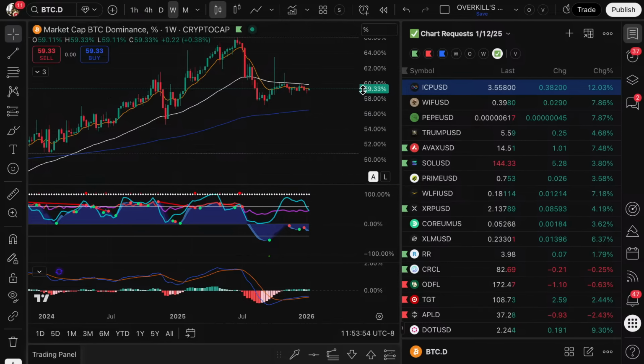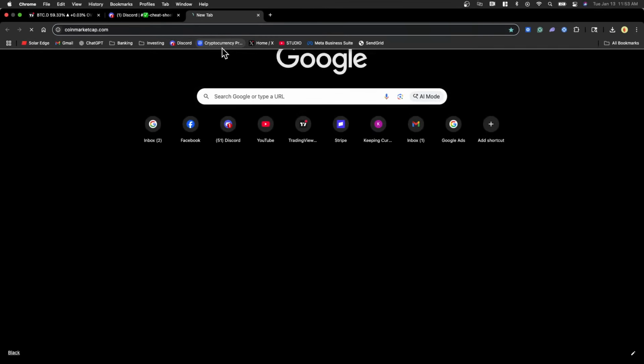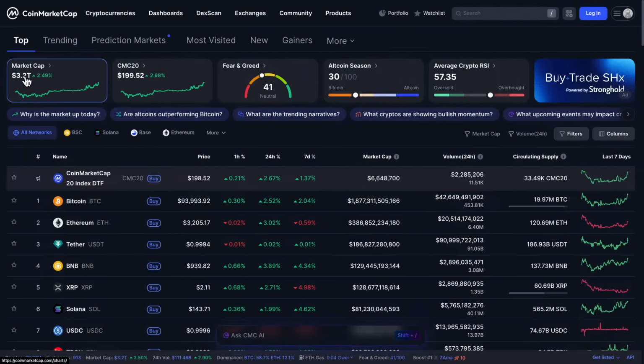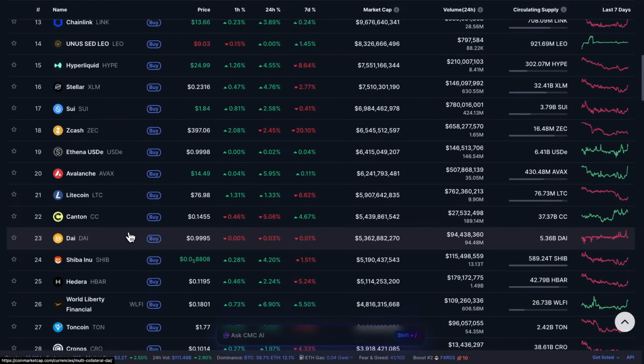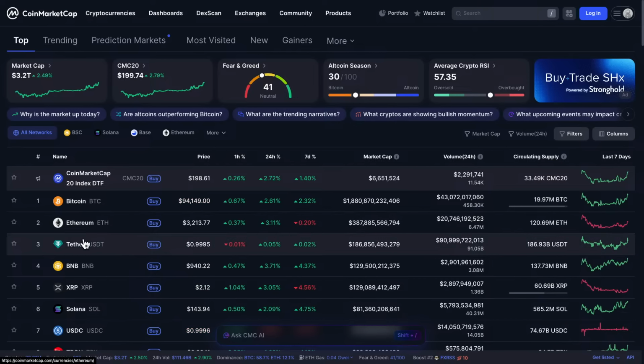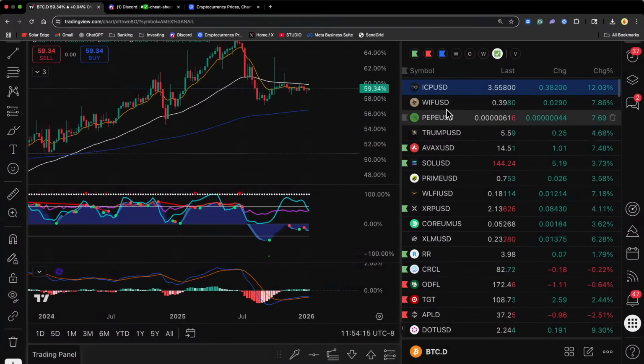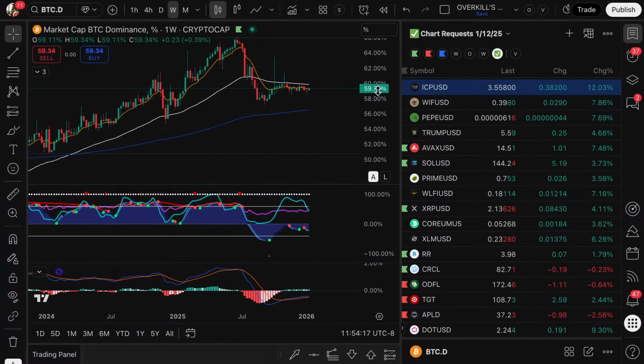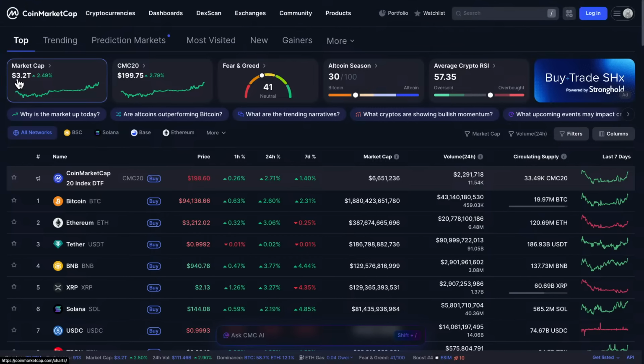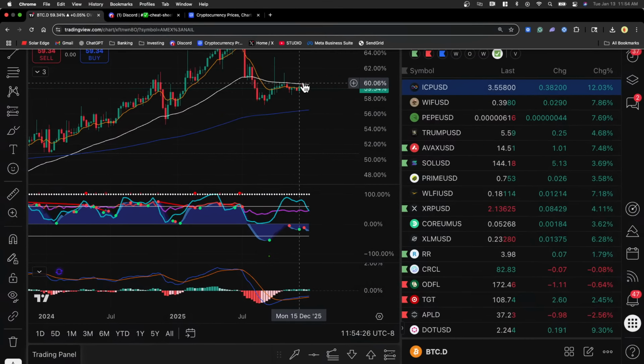What this 59% represents is the amount of money in Bitcoin. The total amount of money in crypto is $3.2 trillion, if you add up every single coin that exists right now, from Bitcoin, Ethereum, everything. What this 59% represents is that 59% of this $3.2 trillion is invested into Bitcoin. So Bitcoin makes up almost 60% of the total market cap.